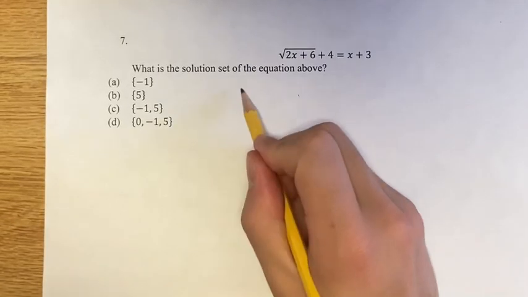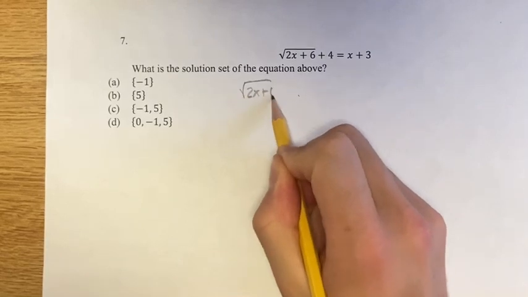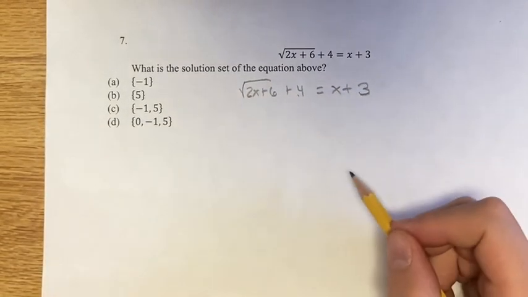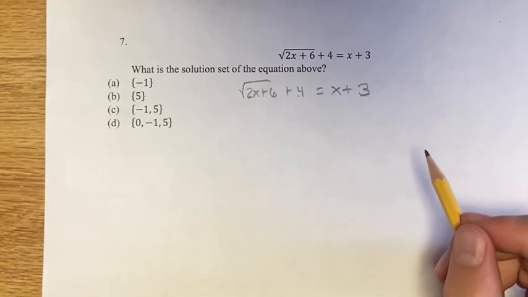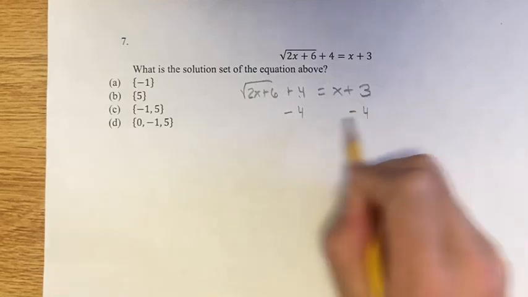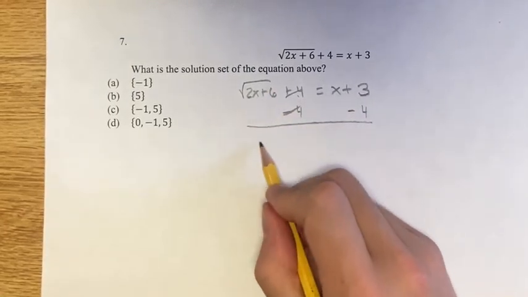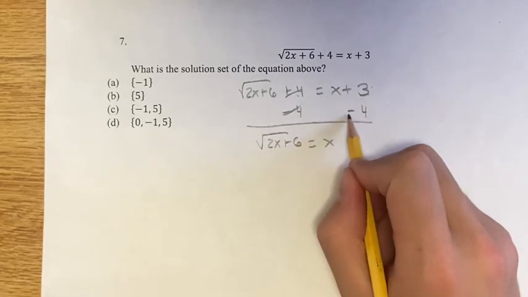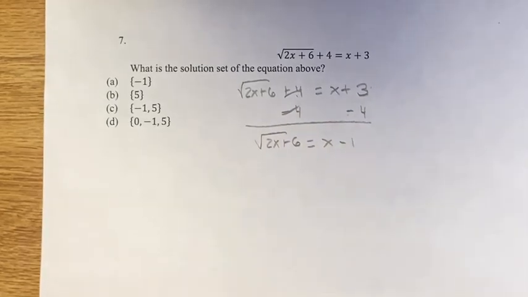In this problem, we have the equation the square root of 2x plus 6 plus 4 is equal to x plus 3. Now the first thing we're going to do is get this square root on its own. So if we subtract 4 from both sides, these cancel and we get the square root of 2x plus 6 is equal to x plus 3 minus 4, which is x minus 1.